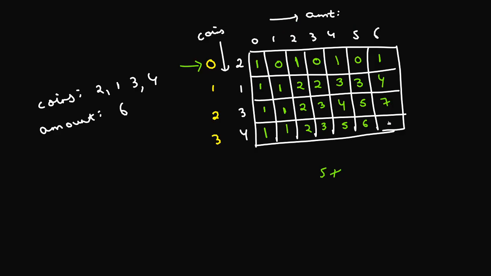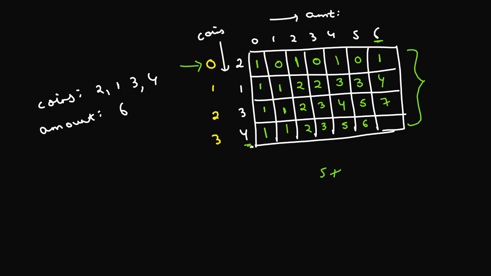And this is the final entry that we were interested in, which is the answer to our solution. If I'm considering all these coins of denomination 2, 1, 3, and 4, and if I have to make an amount of 6, this block is going to give me the answer. Okay, so what is the value that we will have here?